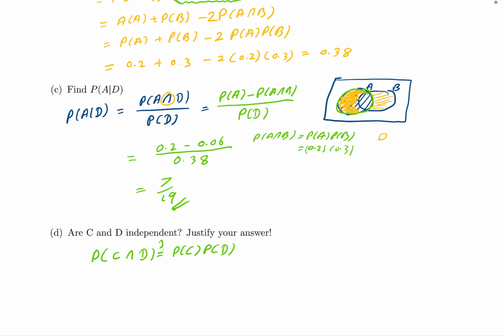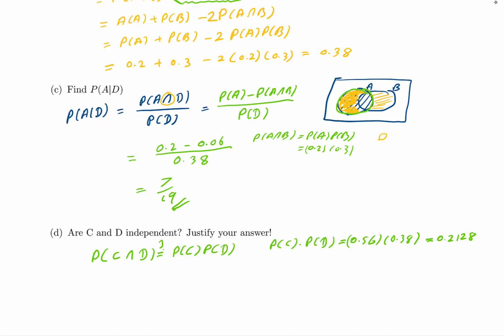We know already probability of C and we know already probability of D. So therefore we can find the probability of C and D. Let me find probability of C times probability of D. Probability of C equals 0.56 and probability of D equals 0.38. So this equals 0.56 multiplied by 0.38, that is 0.2128.